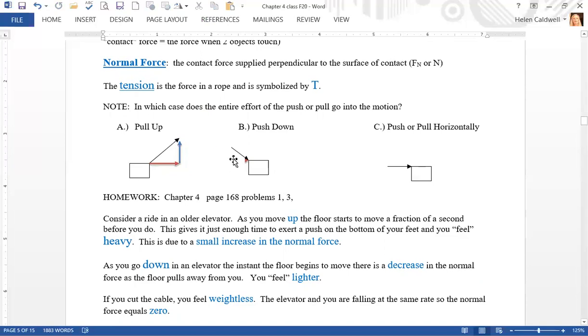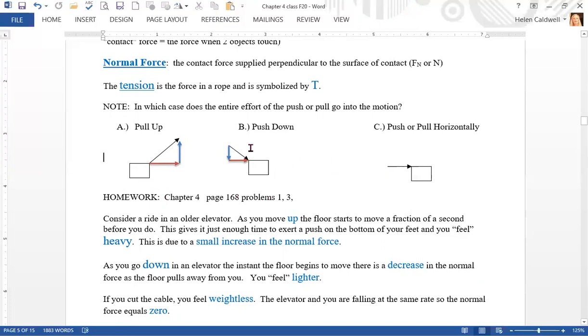Suppose we look at pushing down on an object. If we push down, our horizontal force is to the right, if we go by the black arrow, but the vertical arrow is going down. So pulling, the vertical arrow is up; pushing, the vertical arrow is down. Both instances can move an object across the room. If you push down, you're more likely to scratch the floor.